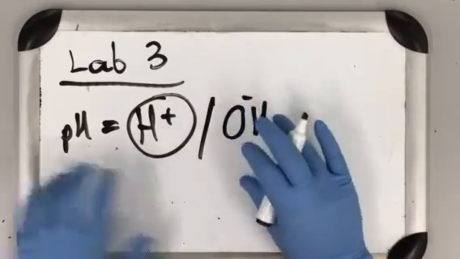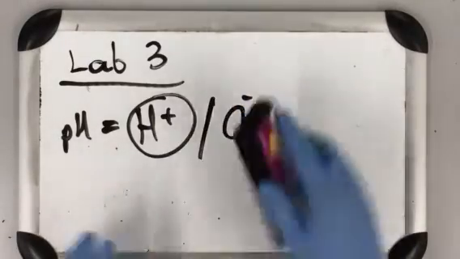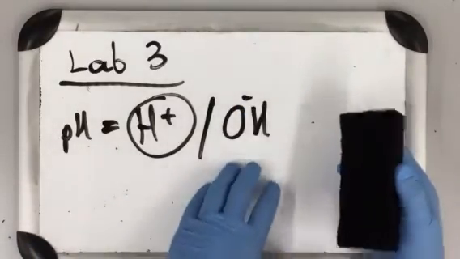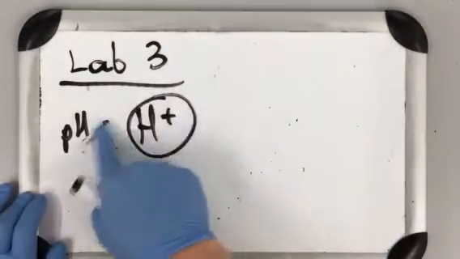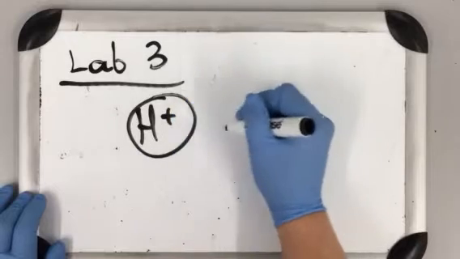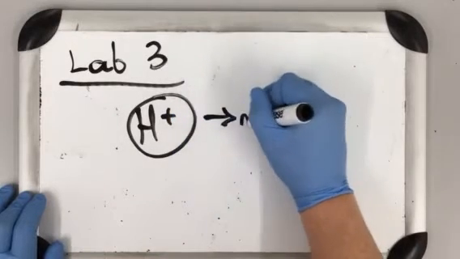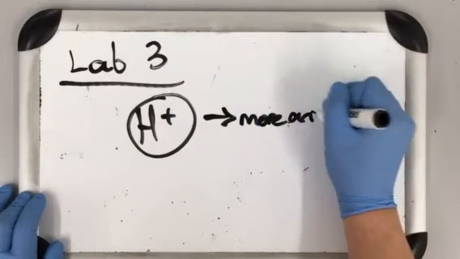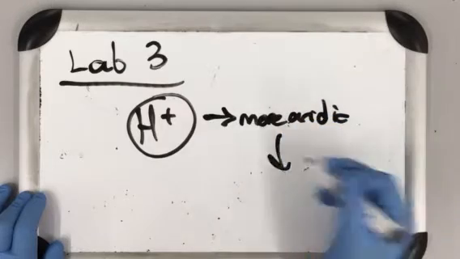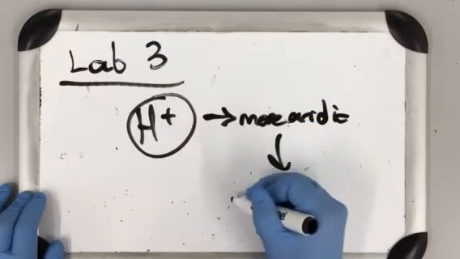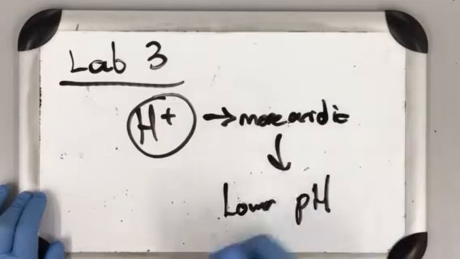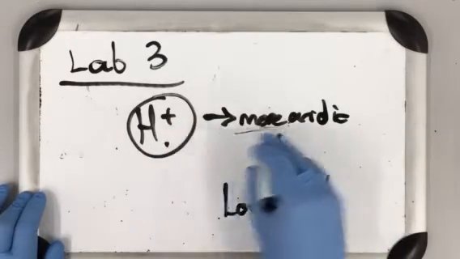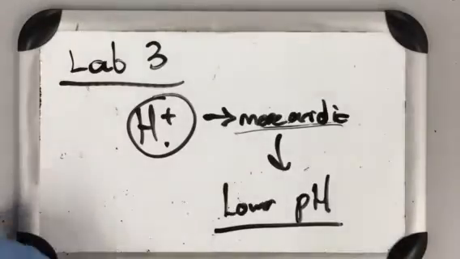But you don't need to really worry about OH. It's just like the opposing force. So like in more basic solutions, you have more OH. But for our purposes, the more H ions you have, the more acidic, and thus the lower pH you have. And that's just how the math works. So more H ions, more acidic, lower pH.